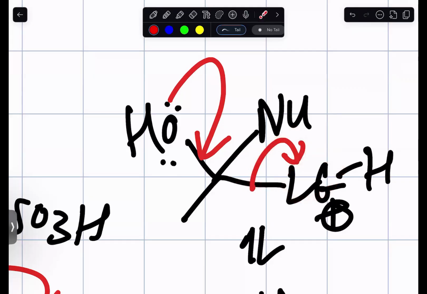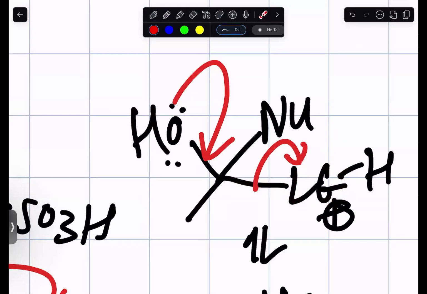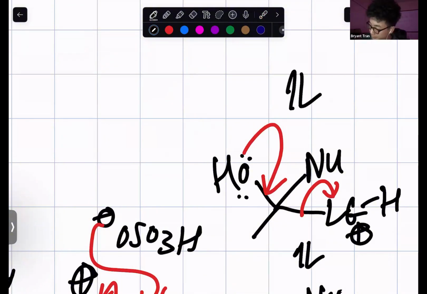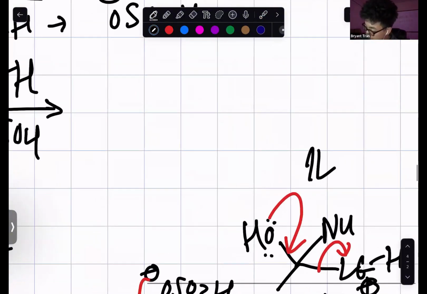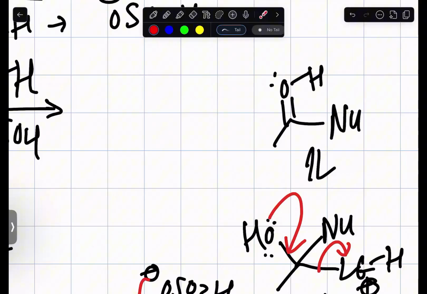And what charge would this leaving group have if we break off that leaving group and give it a pair of electrons? Would it be neutral? Yep, it would be neutral. Correct. What charge would this oxygen here be? Now. It would.